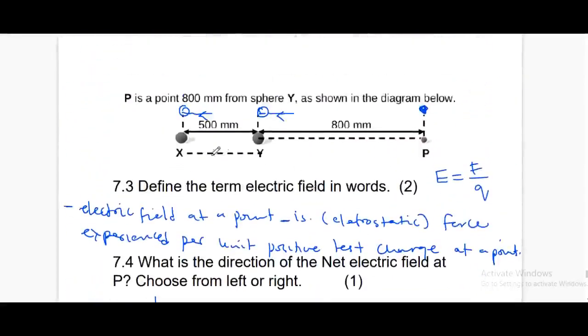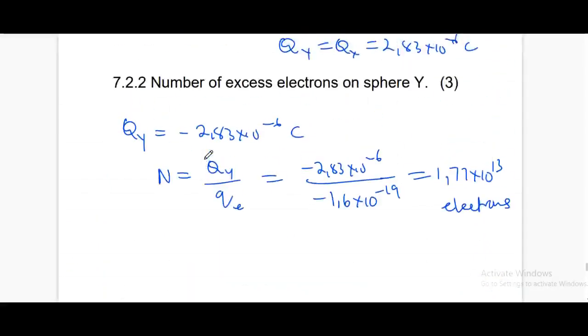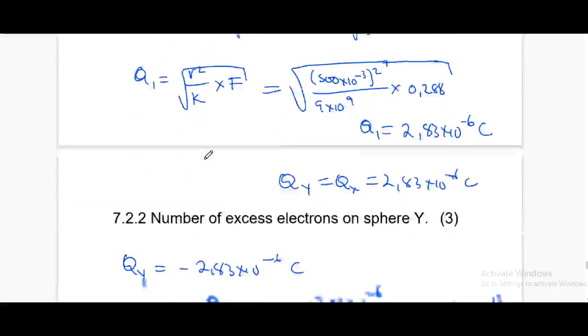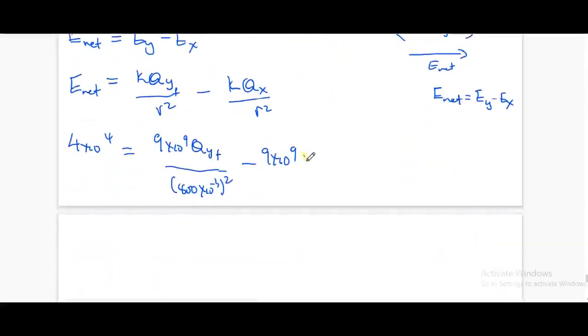How much is qx? Minus 2.83 microcoulomb. Okay, now 2.83 microcoulomb. This one has not changed.